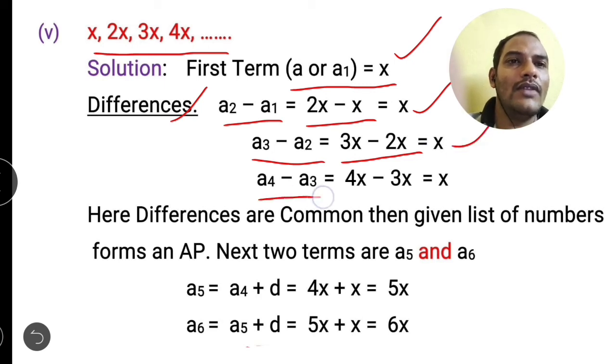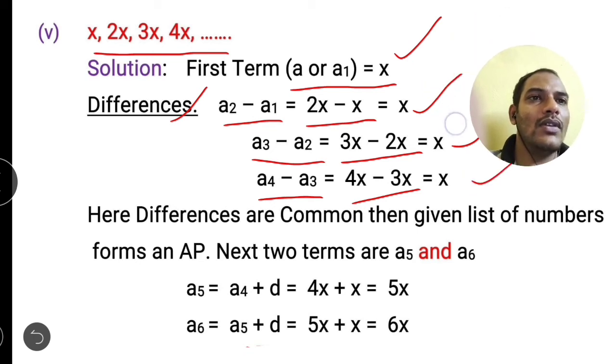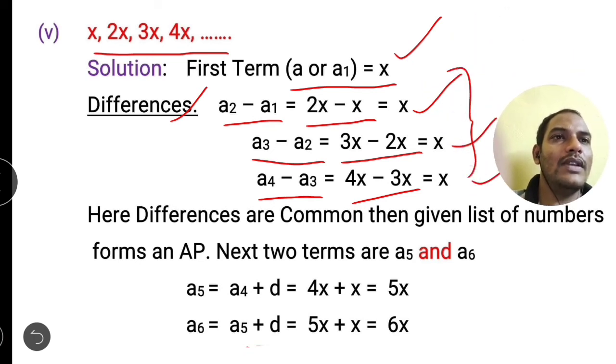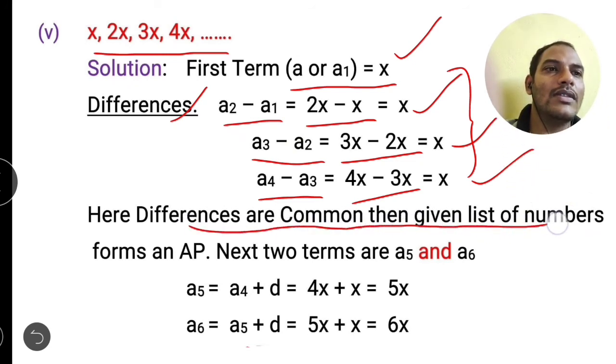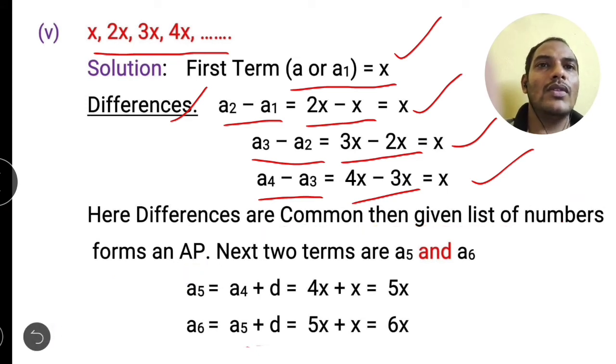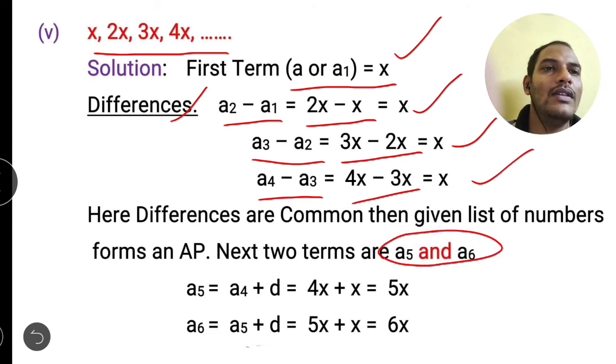Third difference, a4 minus a3: fourth term minus third term is equal to x. So in all three cases we got the same difference. Here the differences are common, so the given list of numbers forms an AP. In the given list, how many terms are available? Total 4 terms. So the next two terms are a5 and a6.